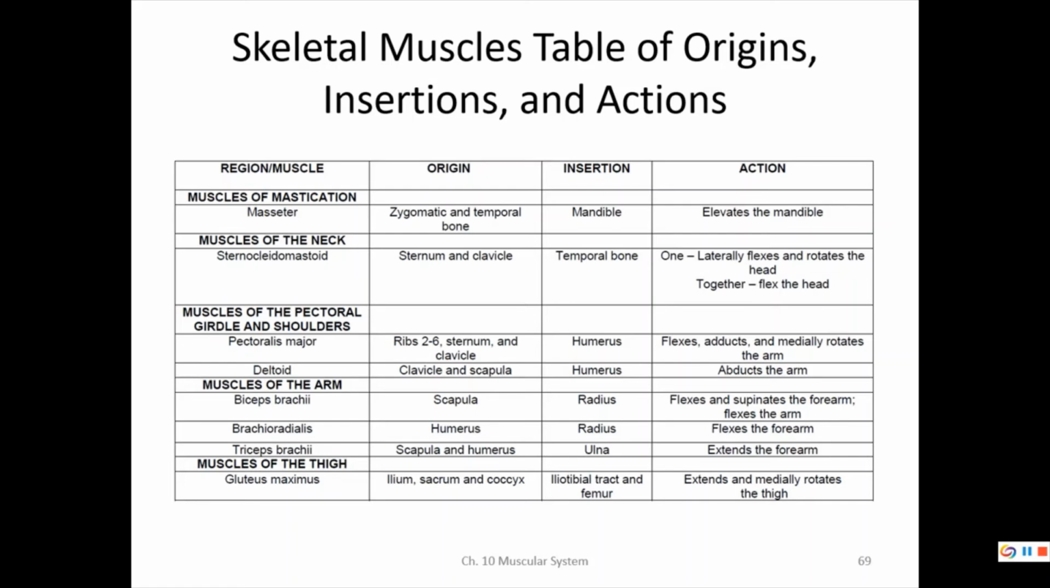And the sternocleidomastoid: origins, sternum and clavicle; insertion, mastoid process. Well, what bone has the mastoid? Temporal bone. Now, this one's rather interesting. There are 2 of them. When only one contracts, it laterally flexes the neck or the head, pulling the ear towards that shoulder. It rotates the head, like the pouty over-the-shoulder look when you're trying to take a selfie. Together, they just flex your head. It pulls the chin towards the chest.